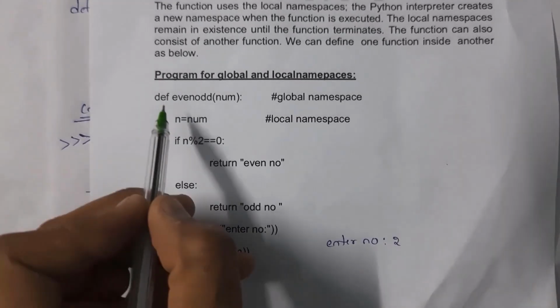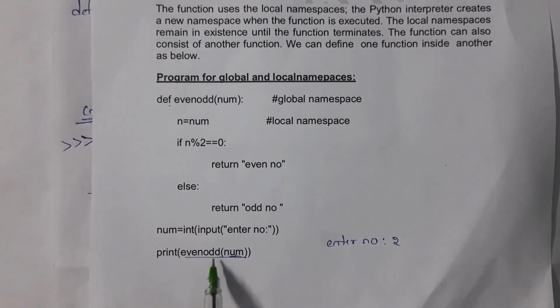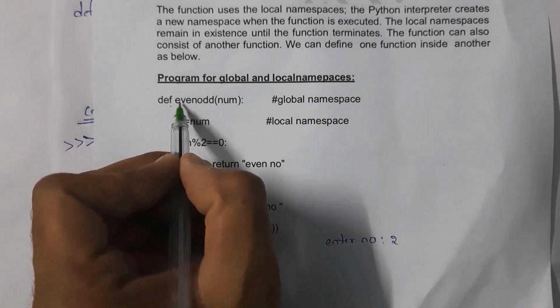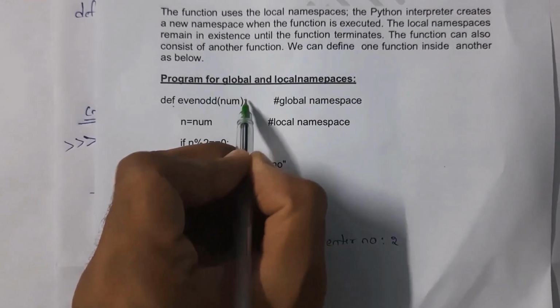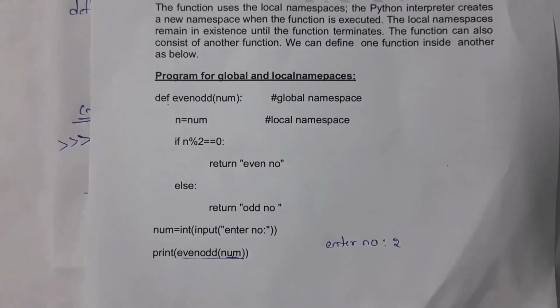So at first I wrote def, short for define. This function name is even_odd. This function contains only one argument, that is num. So I wrote even_odd(num). Now inside this I am writing code in order to print whether the number is even or odd.